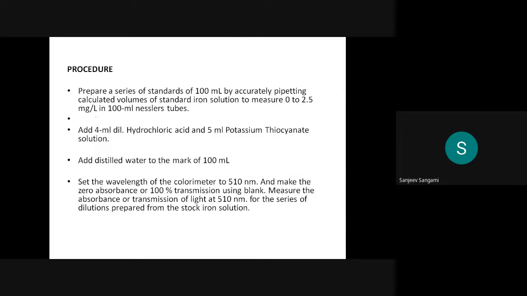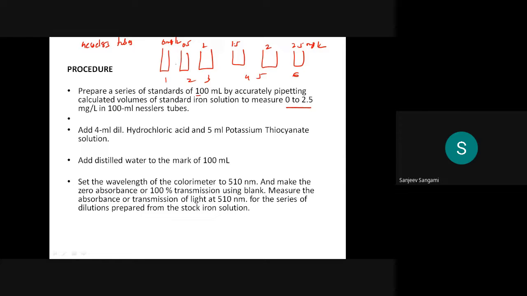First, prepare a series of standards of 100 ml accurately with 0 to 2.5. For example, I'll take 6 Nessler's tubes, 1, 2, 3, 4, 5, 6. I have to prepare known iron standard solutions in the Nessler's tubes, which have 100 ml capacity. For the first one, 0 milligram per liter; second one, 0.5; then 1, 1.5, 2, and 2.5 milligram per liter. The first one, 0, is distilled water.